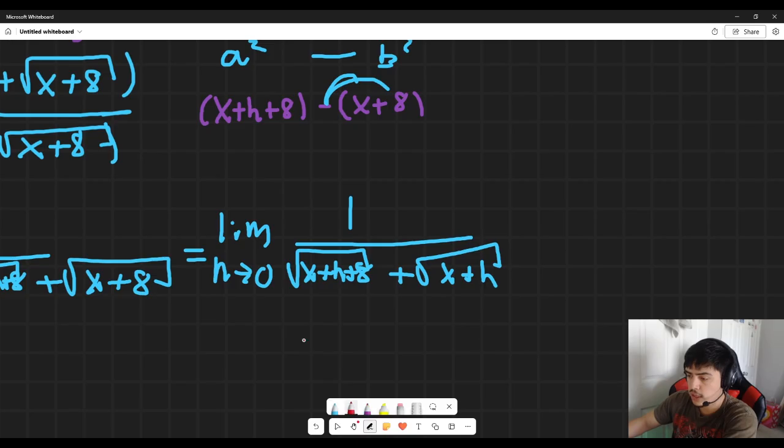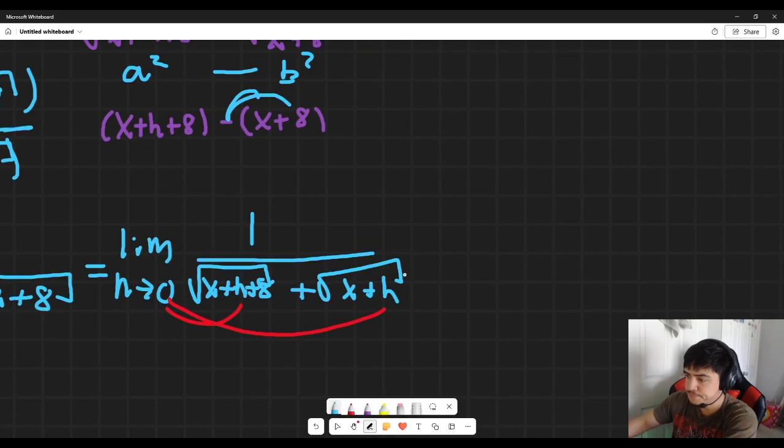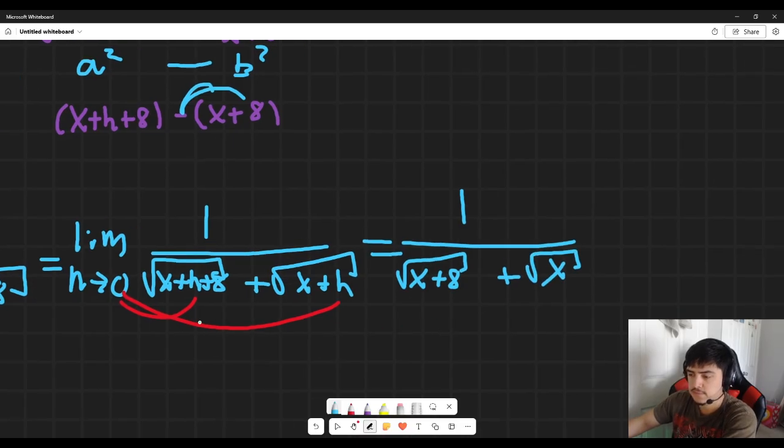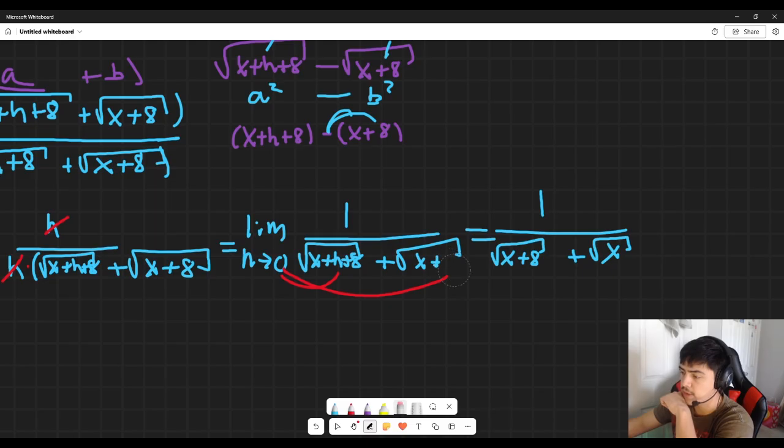And now we can just do direct substitution, plugging in 0 for all the h's, and we get 1 over, if we plug in 0 here, we'll be left with the square root of x plus 8 plus the square root of x plus 8. I'm sorry, let's take this back one second. This is not x, this is x plus 8. Only the square root of x plus 8.